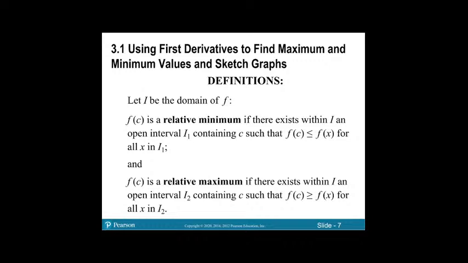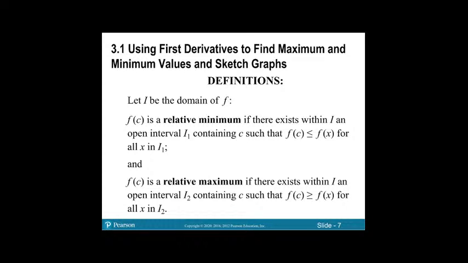Some more definitions. We say f of c is a relative minimum if there exists an open interval I1 containing c such that f of c is less than or equal to f of x for all x in that open interval I1, right? So we consider an open interval. We say that a y value is a relative minimum if it is less than all the nearby y values, right? So then we're going to call that a relative minimum.